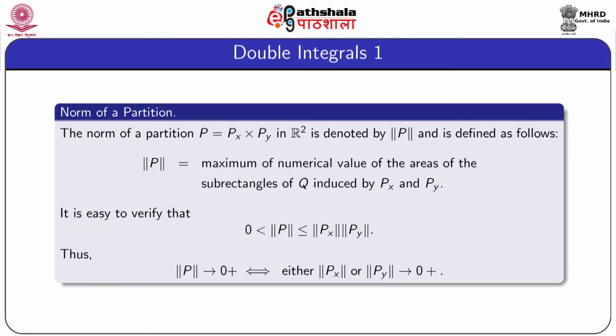Norm of a partition. The norm of a partition is defined as follows: if P equal to Px times Py in R2 is a partition, then its norm is denoted by norm P and is defined by norm P equal to the maximum of the numerical values of the areas of the subrectangles in Q induced by Px and Py. Now, it is easy to verify that 0 is less than or equal to norm P, which is less than or equal to norm Px times norm Py. Thus, norm P tends to 0 if and only if either norm Px or norm Py tends to 0.